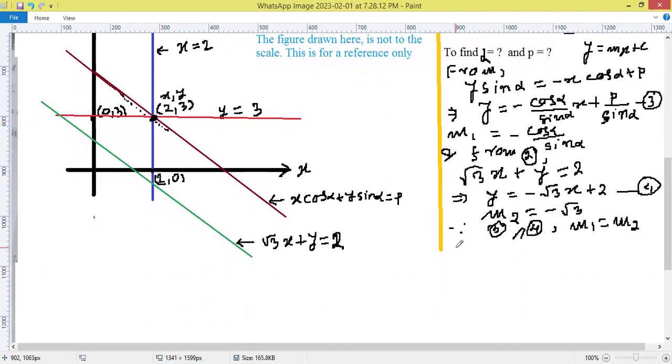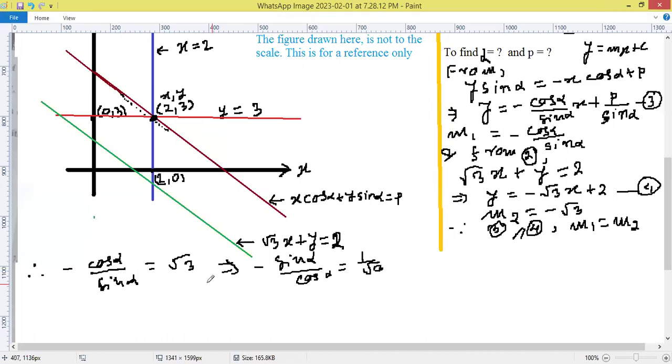And therefore you can write, let's start from here. Both are equal, so you can write minus cos alpha over sin alpha equals root 3. Now it is cot alpha. If you reverse it, what happens? It is minus sin alpha by cos alpha equals 1 by root 3. So we have just reversed the ratio. That means in the denominator there is 1, so 1 by root 3.